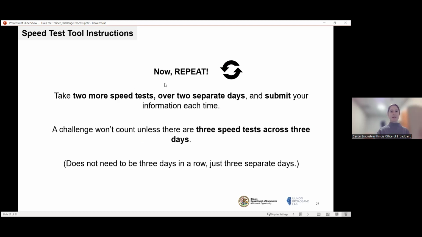So after you do this and you hit submit, you've got to repeat it over 2 more days. This is really important because your challenge won't count unless you repeat it 3 times over 3 days. Luckily, once you submit your email, you will receive reminders from the Internet Equity Initiative to complete 2 more speed tests. They don't need to be a consecutive 3 days in a row, just a series of 3 days or more than 3 days if you'd like.